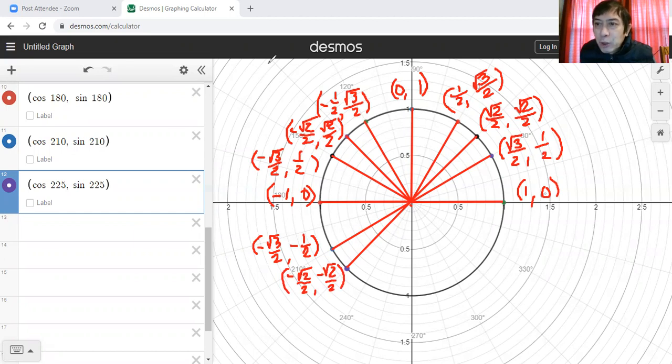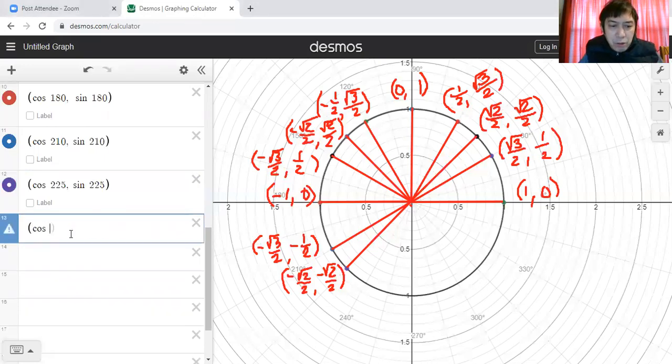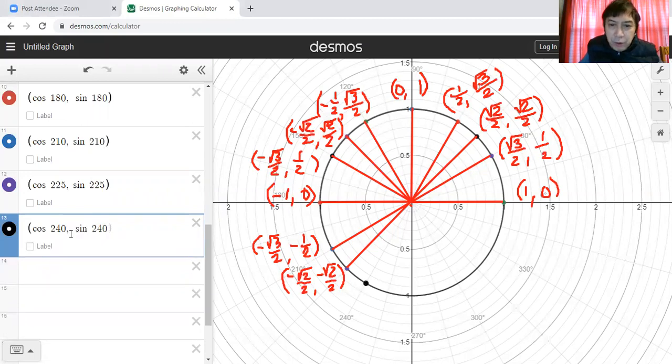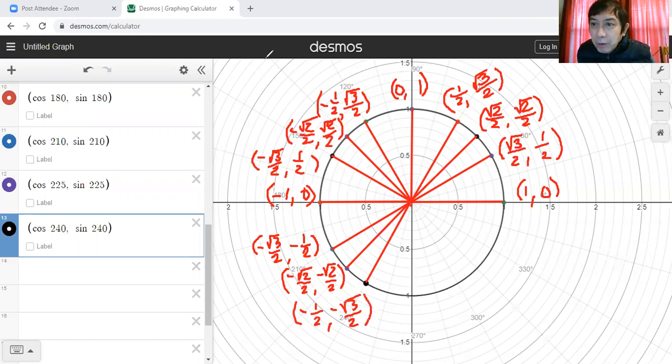The next angle is 240. We shall determine the location of the point. This will be cosine of 240 and sine of 240. There, you can see a dark point on the third quadrant. This is now the intersection of the terminal side of 240 degrees in standard position with the unit circle. The coordinates will still be negative, both x and y. So this will be negative 1/2 and a negative square root of 3 over 2. These are the coordinates of the point on the unit circle for 240 degrees.